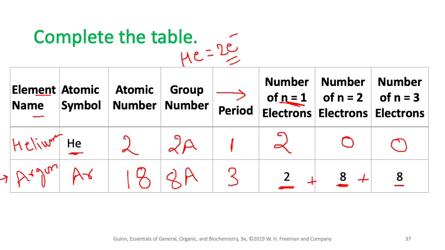If you keep on seeing row 1, row 2, row 3, you will see all the way at the end, period 3 has argon, right? So how I did this problem: whenever nothing is given, always calculate the total number of electrons. So in this case it is 18.